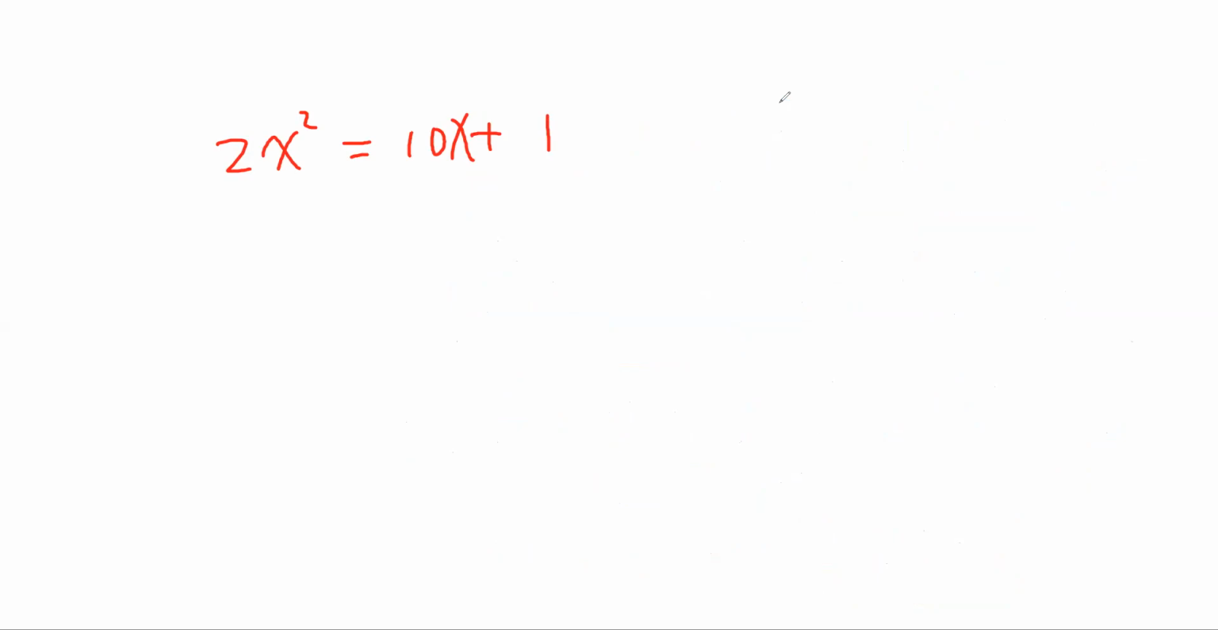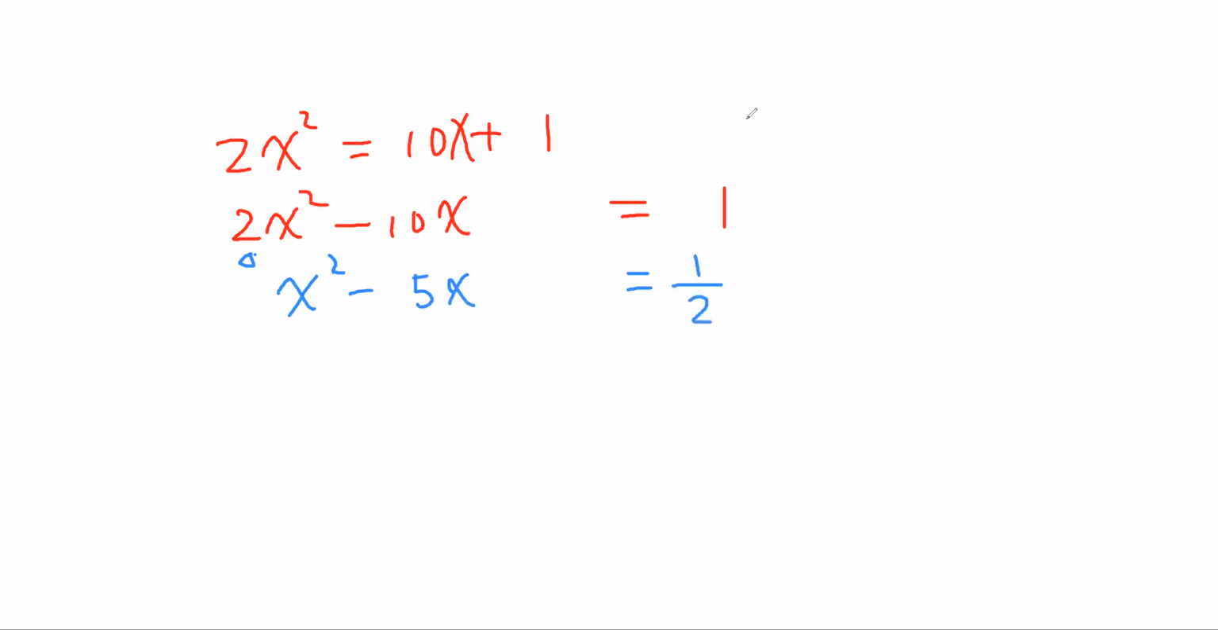Okay, so we do the proper transform first. x squared minus 10x equals 1. Is there anyone who can do the first step? First, we make sure the coefficient should be 1. So we need both sides, left and right, divided by 2.